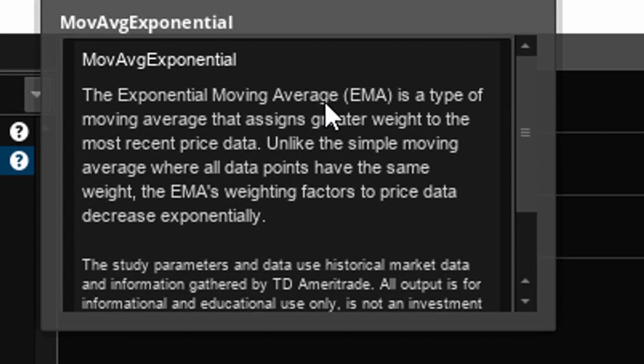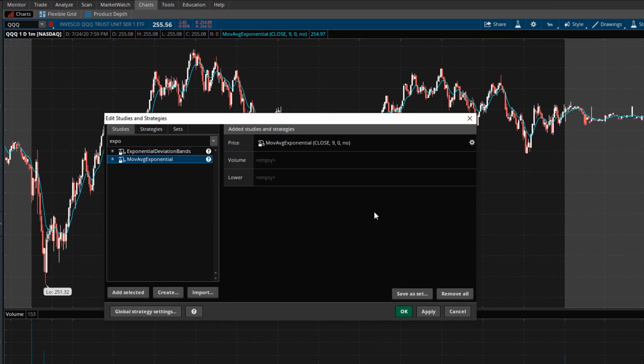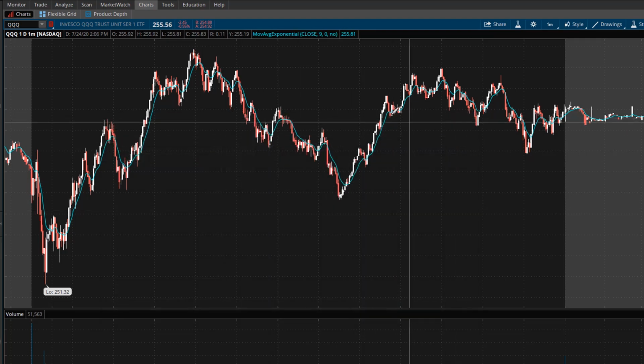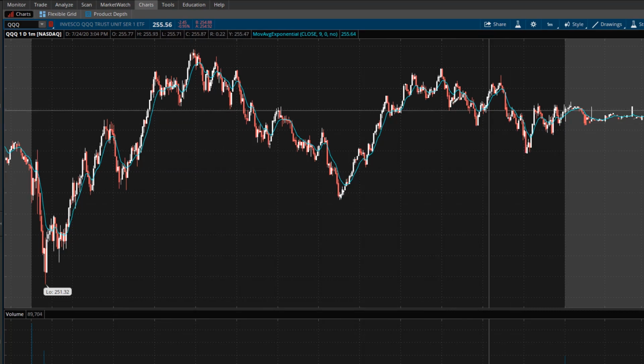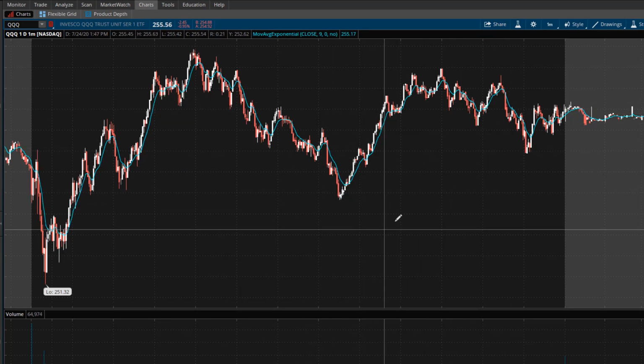So the exponential moving average, EMA, is a type of moving average that assigns greater weight to the most recent price data. Unlike the simple moving average, where all data points have the same weight, EMA weighting factors to the price data decrease exponentially. So basically it's a moving average, right? Now there's another moving average called the SMA, which is a simple moving average. This one varies slightly from that one because this is more based on what's happening right now, right?